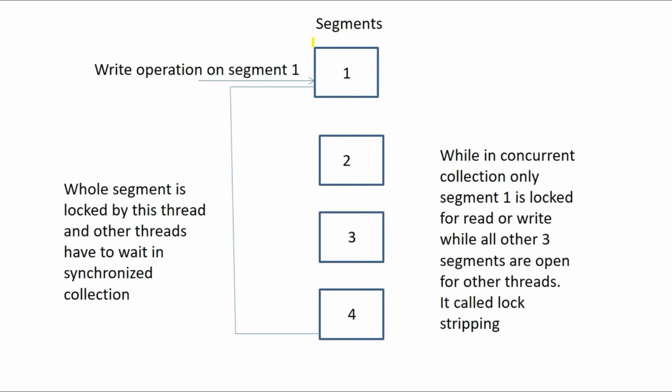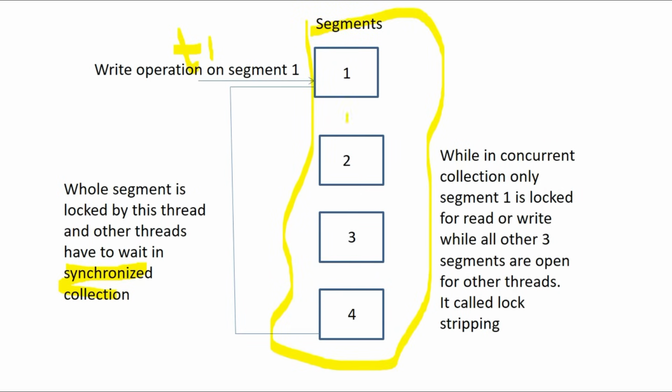So what will happen in the basic synchronized collection: whenever one thread T1 is writing something on a particular segment of the complete collection, this is the complete collection, the whole collection is actually locked, and no other thread can read from any of the remaining segments. They all have to wait until this particular operation is completed. So this was about the synchronized collection.